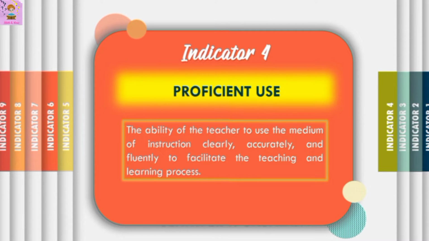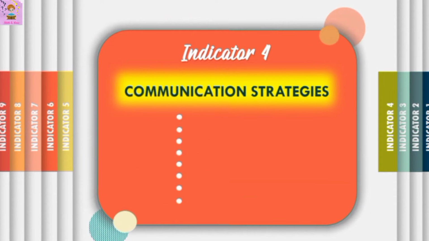In order to achieve this, teachers can make use of the following communication strategies, which were taken from the PPST Resource Package, Module 14, page 9. First is context clues. These are hints or information that can help the learner understand the meaning of a difficult word or phrase. These hints or information can be a synonym, antonym, example, or definition.